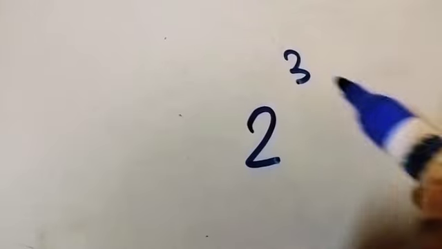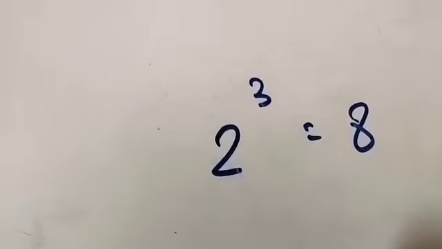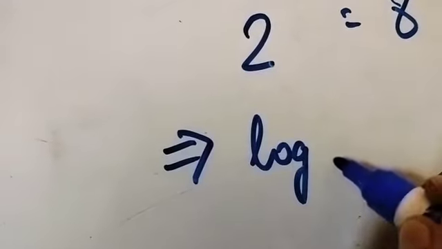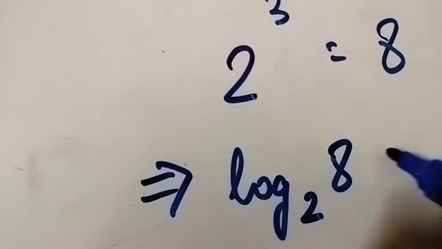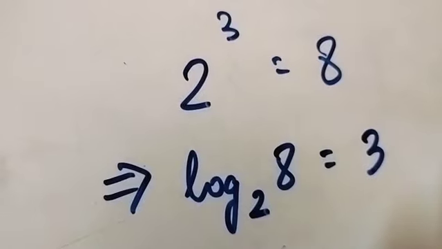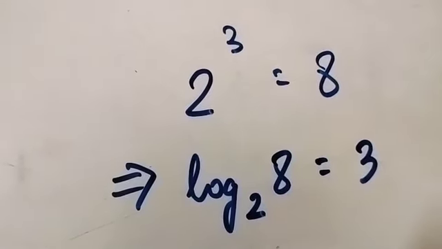Let's take another example. For example, we have 2 to the power 3 equals 8. If we want to write it in the form of log, what we can do is we simply have to write down log followed by the base which is 2 and the value which is 8, and this would be equal to the power which is 3. That is, log base 2 8 is going to become 3.